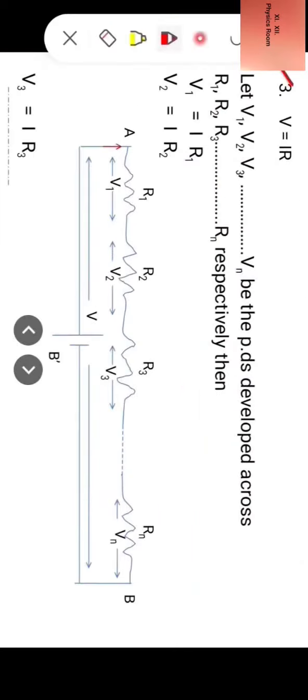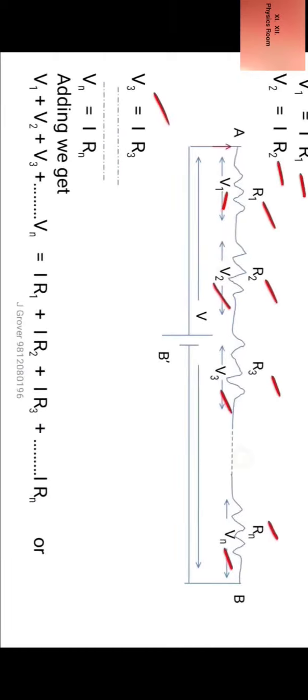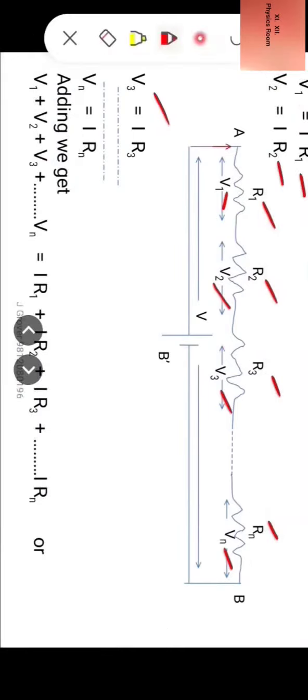The third step, we have to apply Ohm's law for calculation of PDs across each resistor. That is, we have to use the formula V is equal to IR. Let V1, V2, V3 and so on Vn be the PDs developed across R1, R2, R3 and so on up to Rn respectively. Then V1 is equal to IR1, V2 is equal to IR2, V3 is equal to IR3 and so on, Vn is equal to IRn.